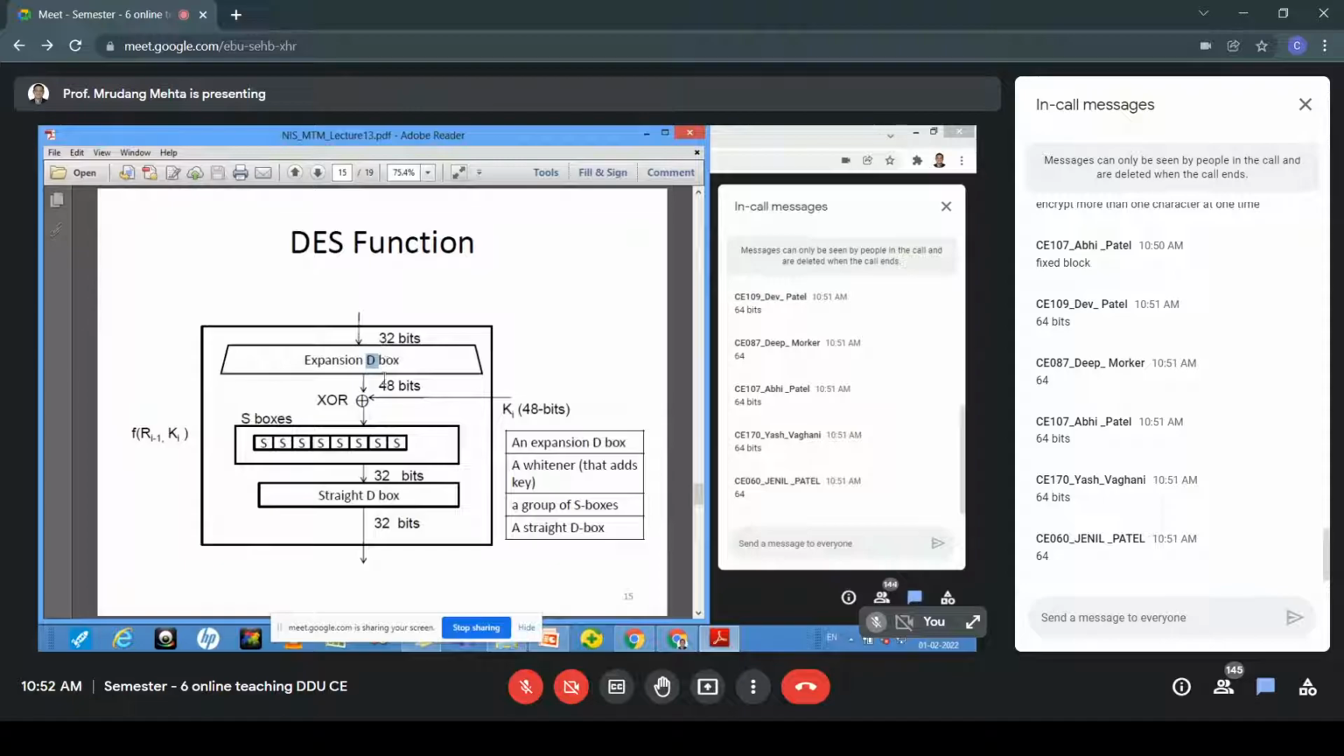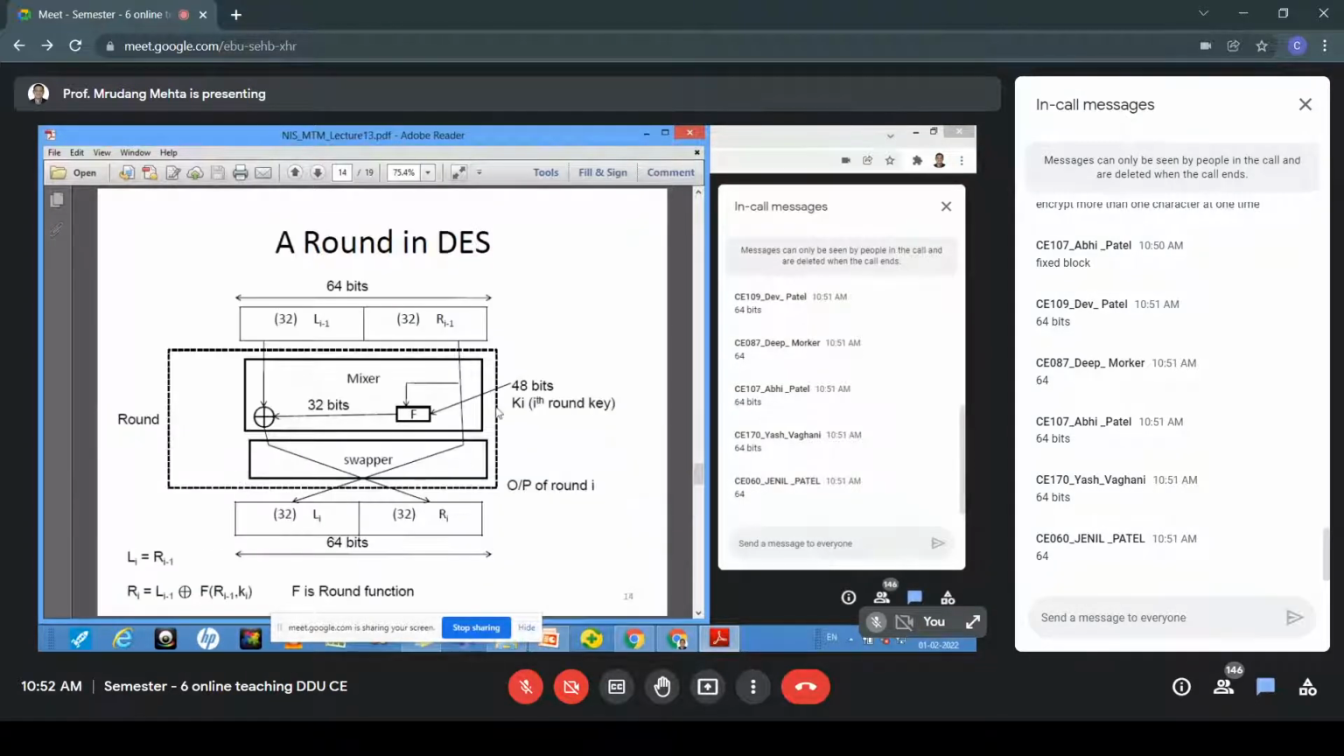Expansion means, what we are giving to the XOR. The XOR has one input of 48-bit. But what we are giving here is Ri minus 1. What is the size of Ri minus 1? 32. But the output of F, what is it?